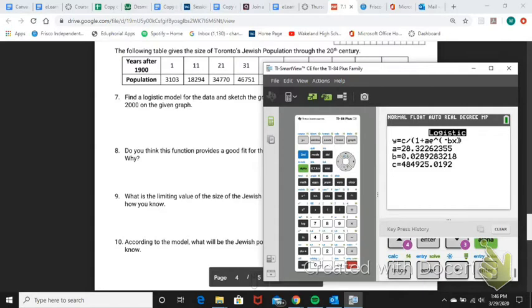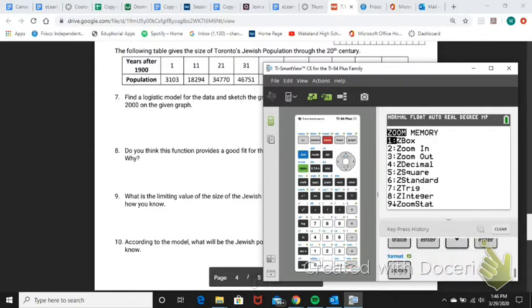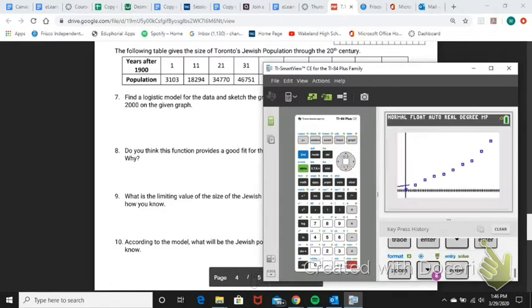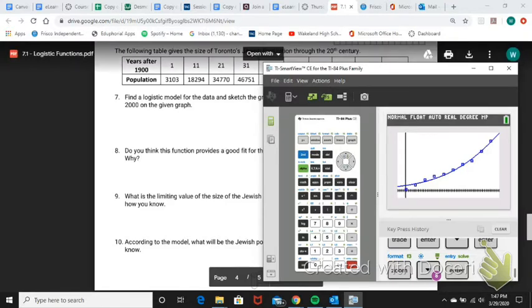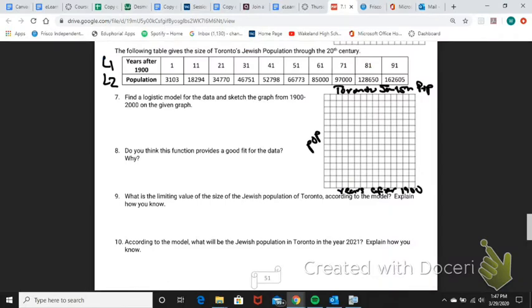Just to look at the graph, we're going to go to Zoom, and then Zoom Stat. So I'll come all the way down, hit there, hit Enter. So this is what needs to be on a graph, just something that looks like this. We have our plots and we have our curve there. So as long as we have that, we're good to go. So that's using your calculator on how to get the answer, or how to get the graph and the model for number 7.